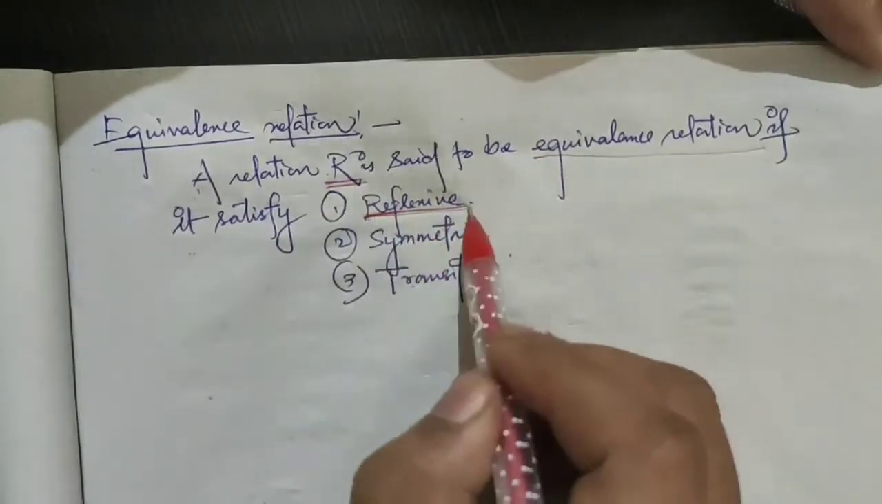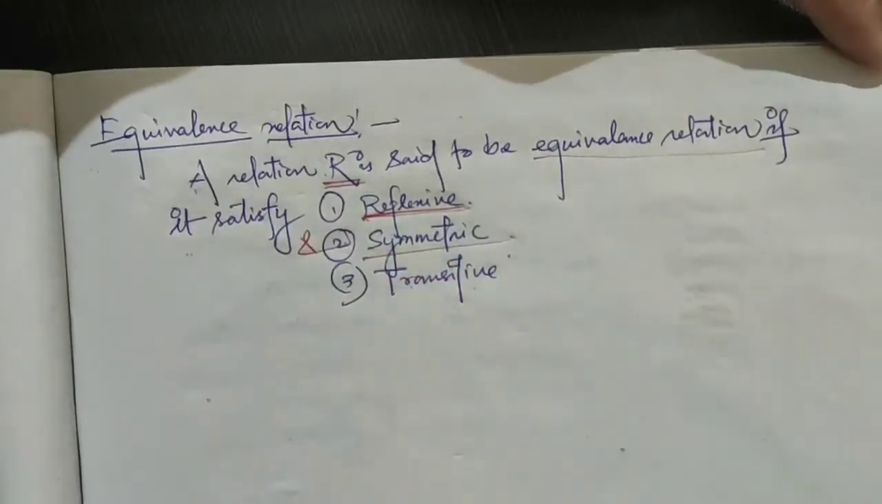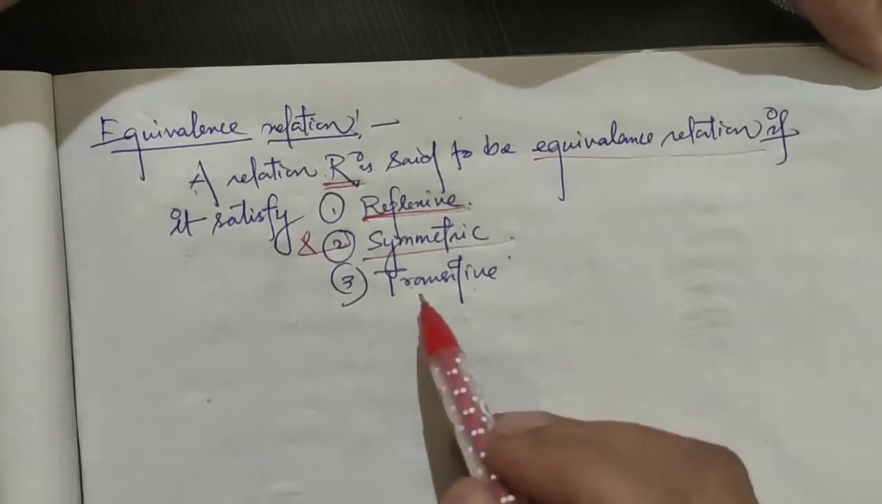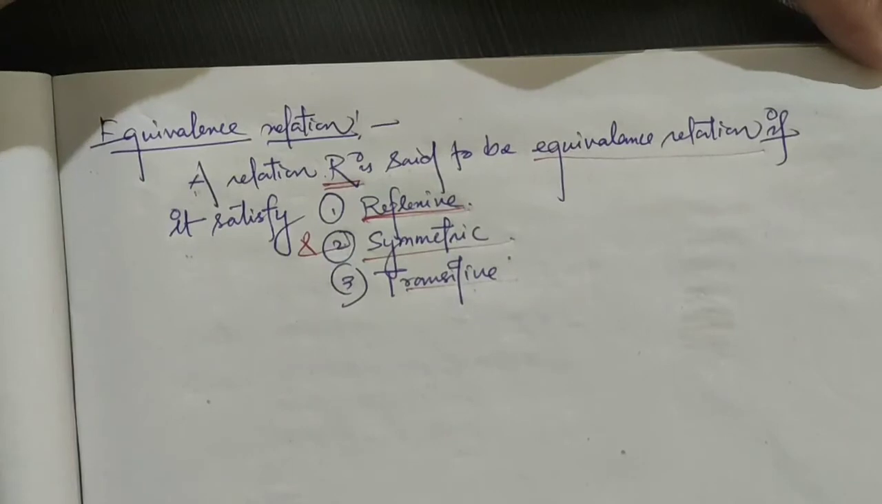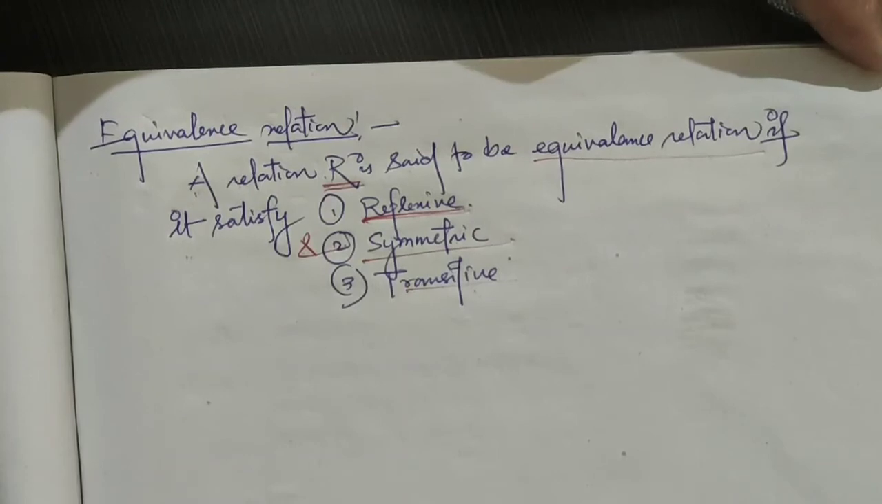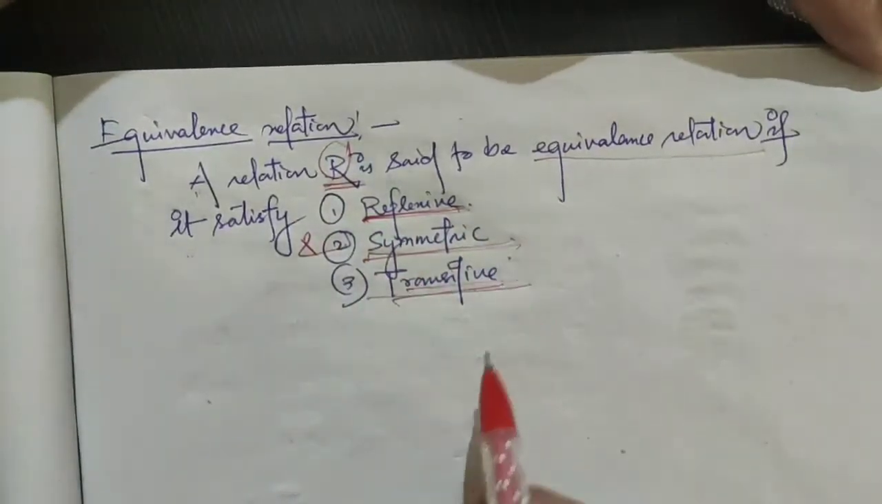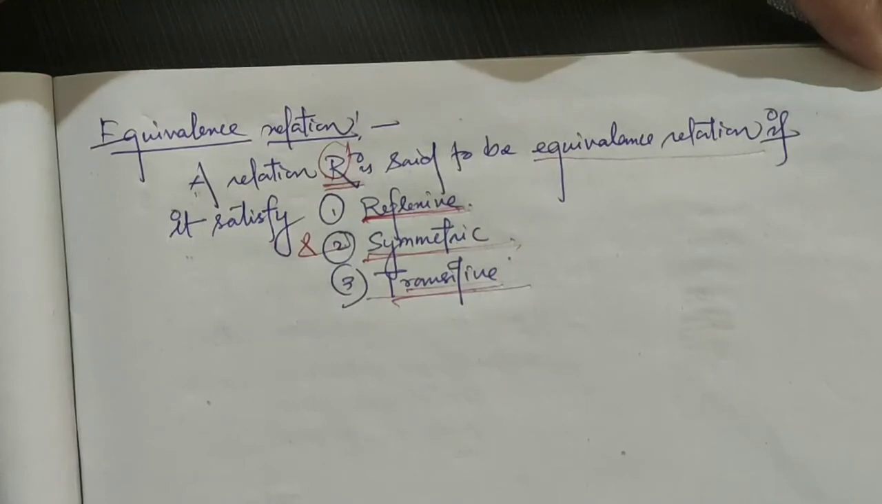If that relationship satisfies reflexive and symmetric. Symmetric means if 1 is related with 2, then 2 must be related with 1. If that element exists in that relationship, then you will say that kind of relationship is known as symmetric relationship. And the next one is transitive relationship. What is transitive relationship? If 1 is related with 2 and 2 is related with 3, then 1 must be related with 3. Okay? Then only we could say that relationship is known as transitive relationship. If such a relationship exists which satisfies all 3 properties, then you will say that kind of relationship is known as an equivalence relationship. Okay? That is called equivalence relation.